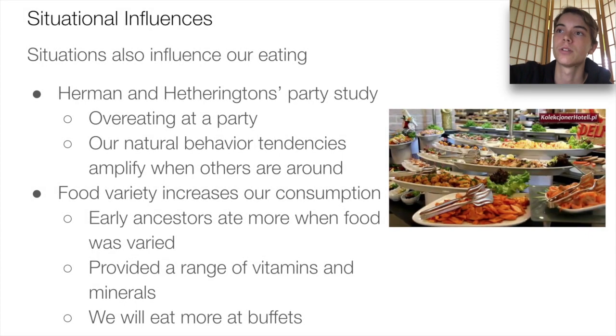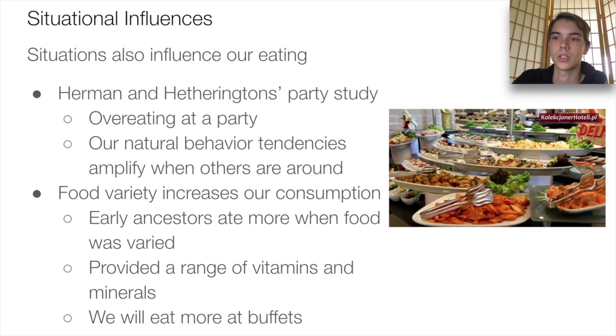Now there's also situational influences on eating. So there's a study done by Herman and Hetherington, and it was on parties. So sometimes we might find ourselves eating more at parties or overeating and becoming extremely full. So why does this happen? This happens because our natural behavior tendencies amplify when others are around. So if there are other people around us, we will tend to eat more, which is why you might overeat at a party. Now there's also the factor of food variety, which increases our consumption.